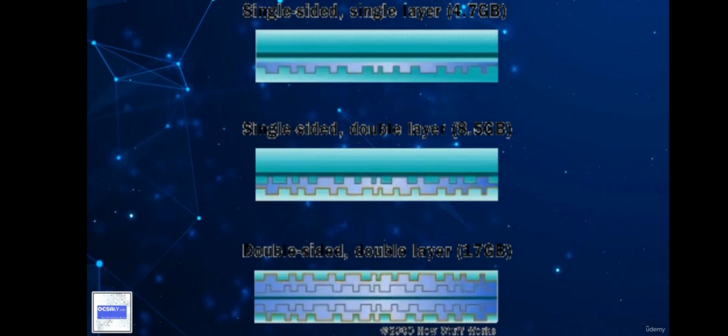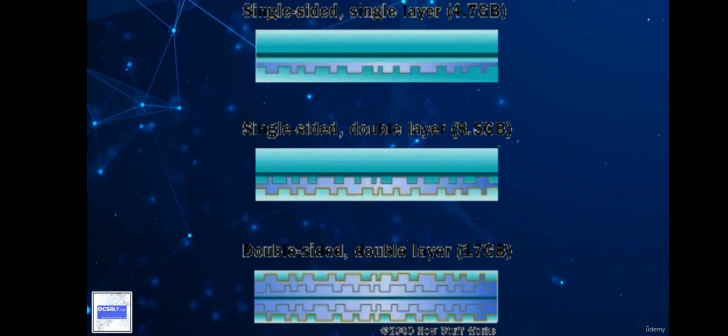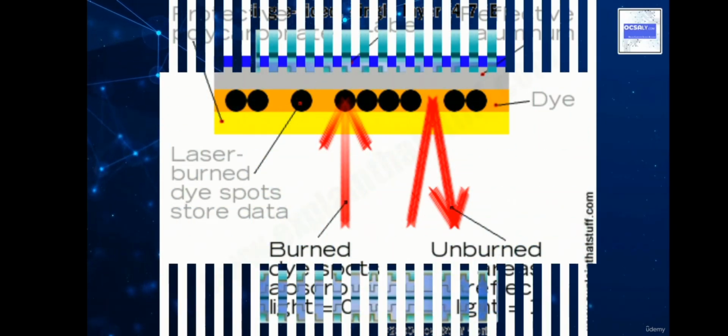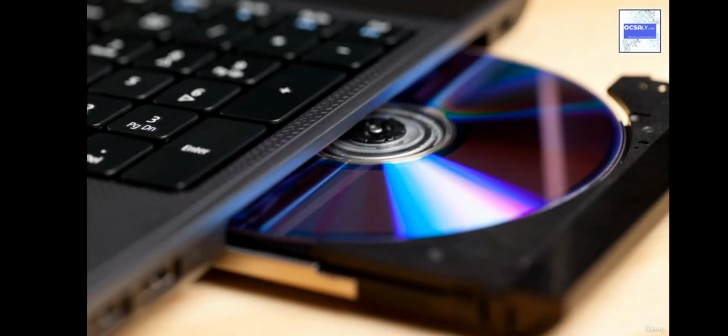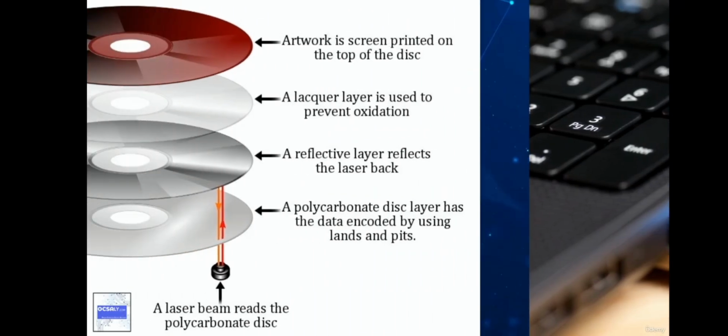The various types of DVDs are as follows. Digital versatile disc, read-only memory, DVD-ROM. The DVD comes with data already written to it, much like a CD-ROM. Digital versatile disc, recordable, DVD-R. Data can be written once to the DVD.